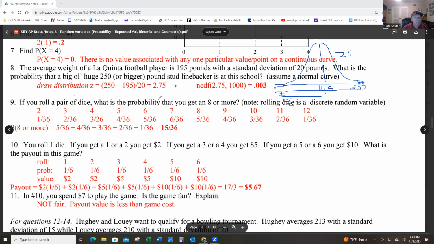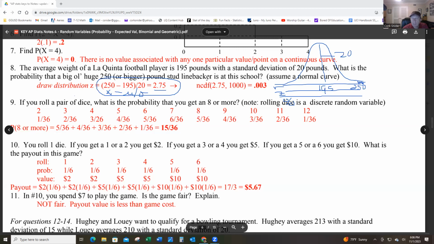So what do we got here? You're going to find the z-score of that. Here is that z-score formula. Do you remember that? The number minus the mean divided by the standard deviation. No problem. It comes out to 2.75, very deep in the tail.